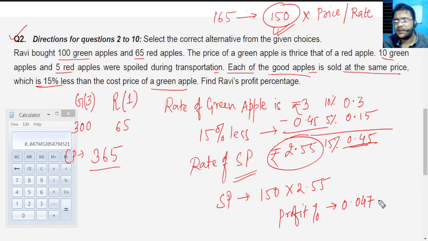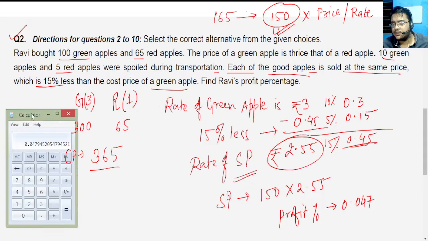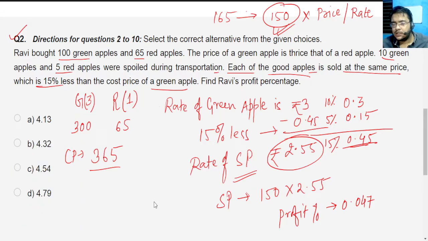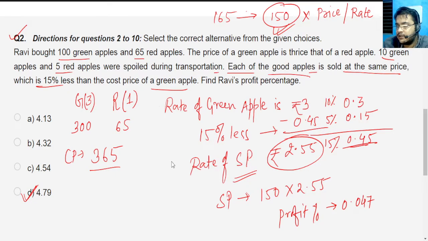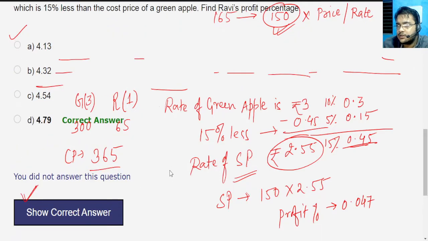You multiply this by 100 and you will get something like 47% or something. Yeah, so not 47%, 4.7%, because this is not 0.47, this is 0.047. You multiply this with 100 and you will get 4.79. So this will be your answer, option number D. Option number D is your answer. If you want to verify, let's see. So this is the correct answer.